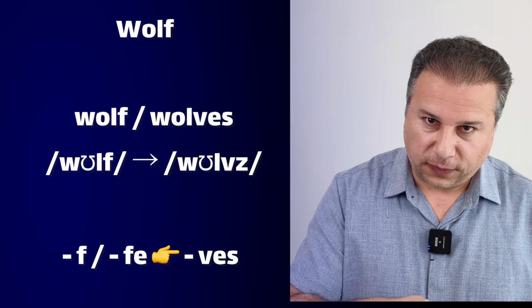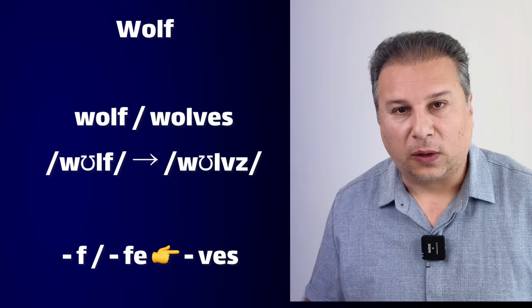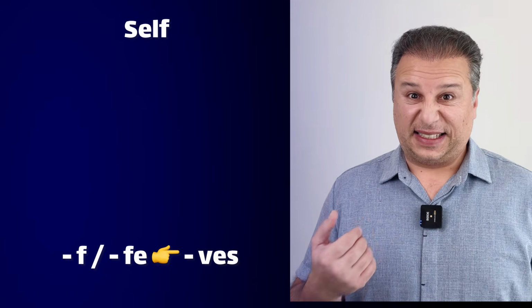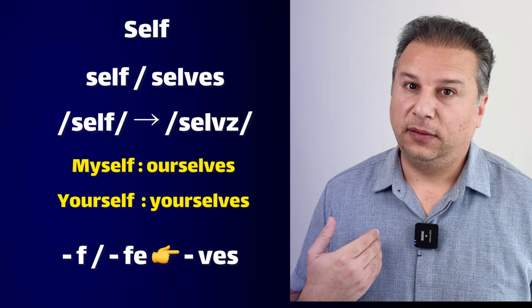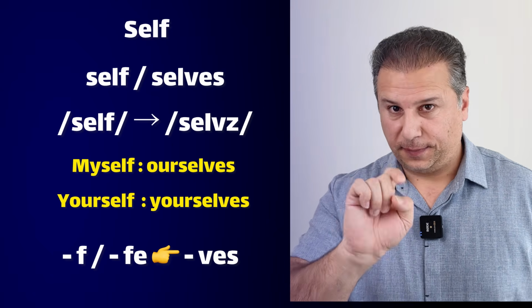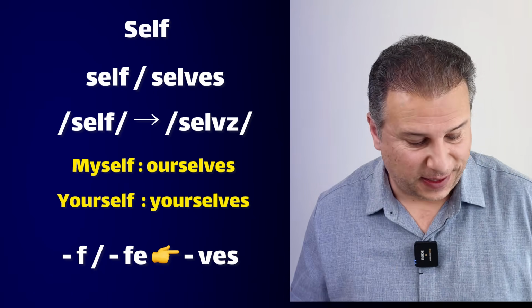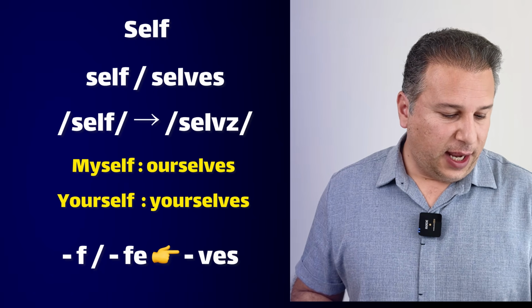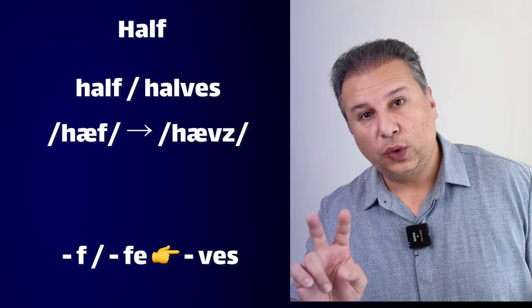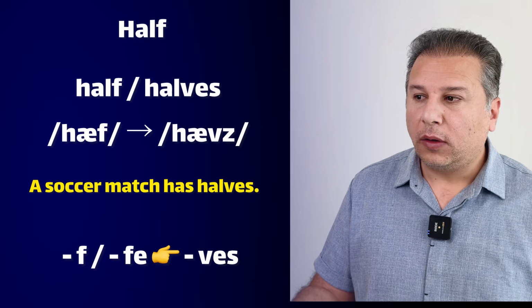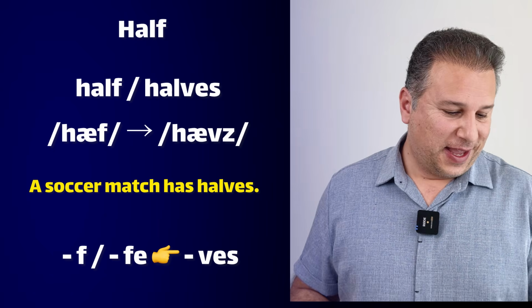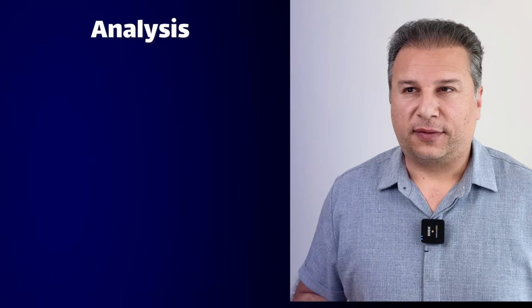Number six, wolf, wolves. Okay. Number seven, self, selves, like myself, ourselves, yourself, yourselves. Okay. And number eight, half, halves, one half, two halves, like a football match, a soccer match has two halves.